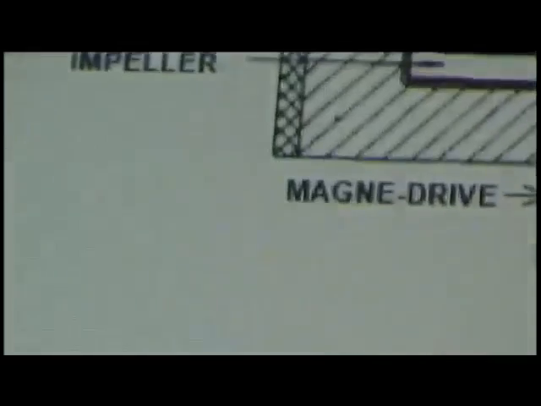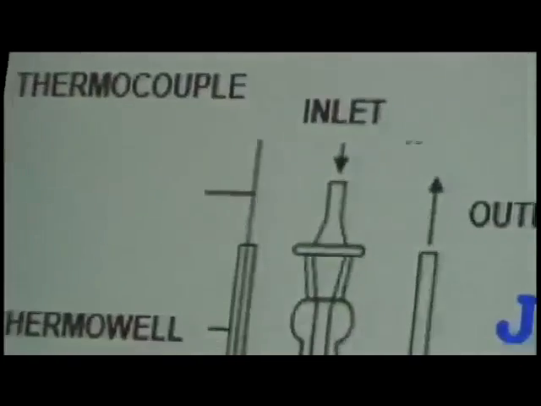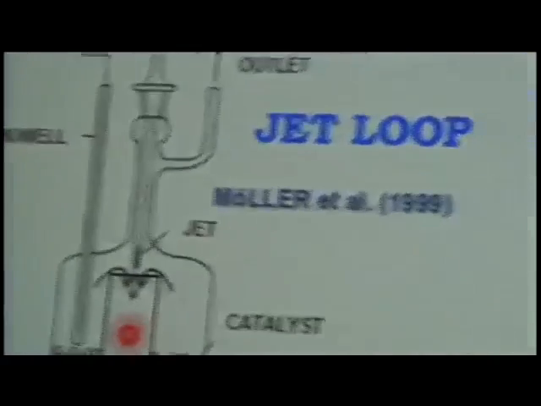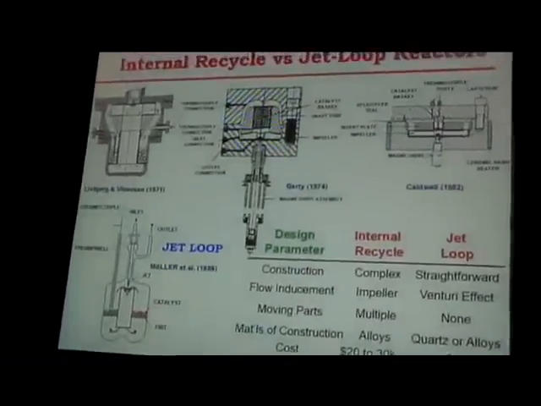Now, here we have a diagram of a jet loop reactor developed by Klaus Mulder. He has various designs, some made of glass and other types of materials. If you compare the design parameters for these different systems, you see that in general the jet loop is a simpler design, and you can make it from glass or other materials that suit your environment. It basically relies upon proper design of the jet and proper selection of some other geometrical parameters in order to obtain a backmixed gas.